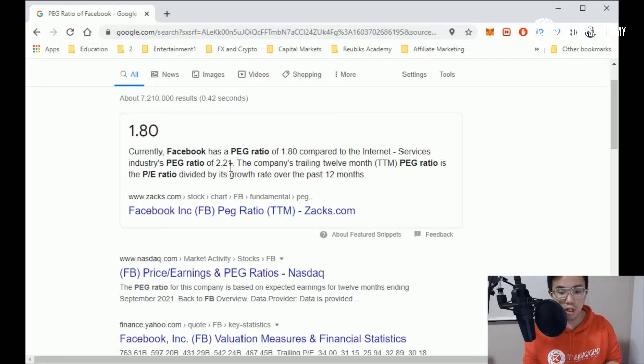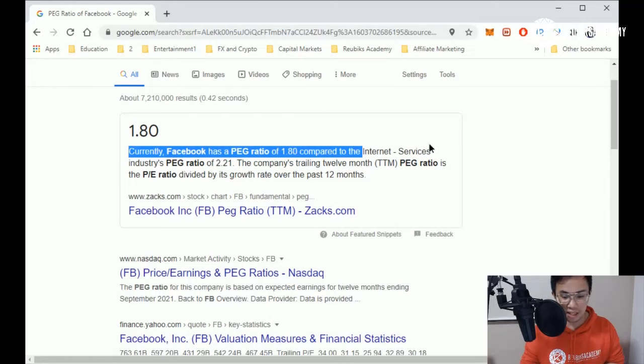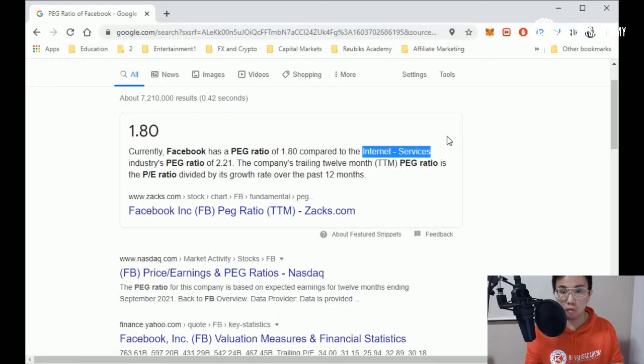So usually the lower the better. You can see that Facebook's PEG ratio of 1.8 is lower than the industry average, which is 2.21, which is good. Internet services industry. So I believe this is the equivalent of software as a service.